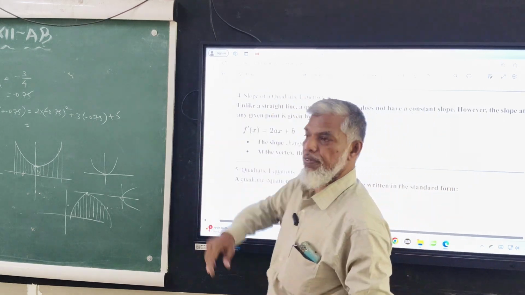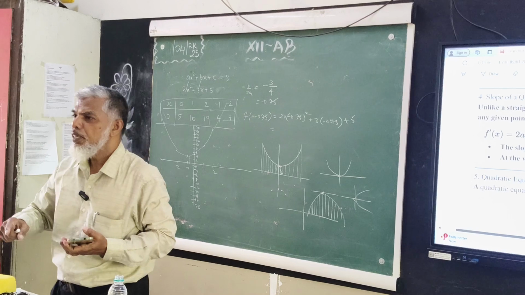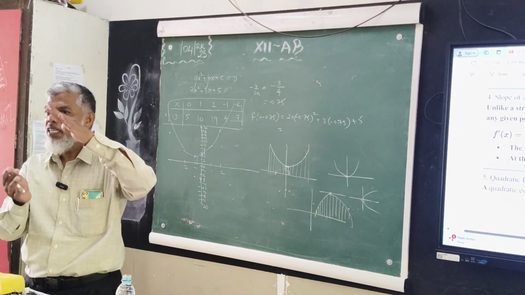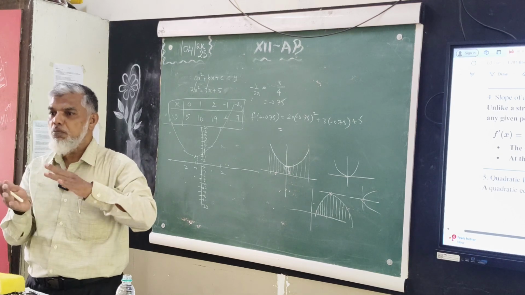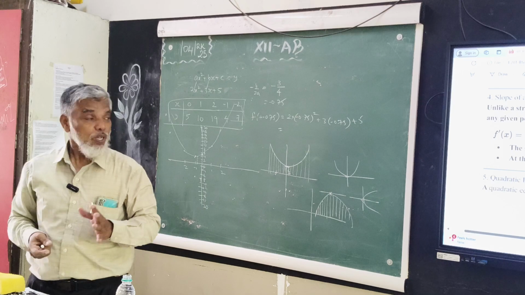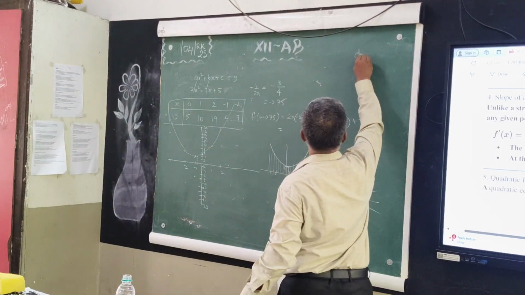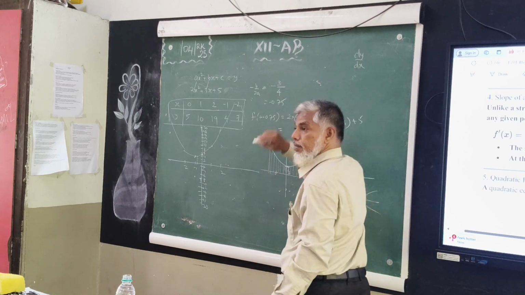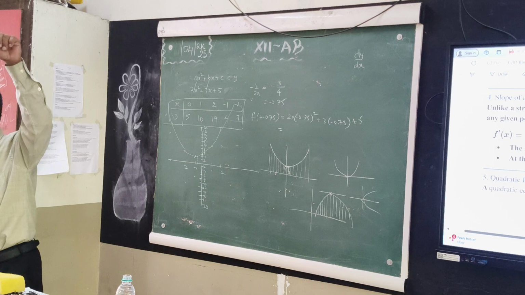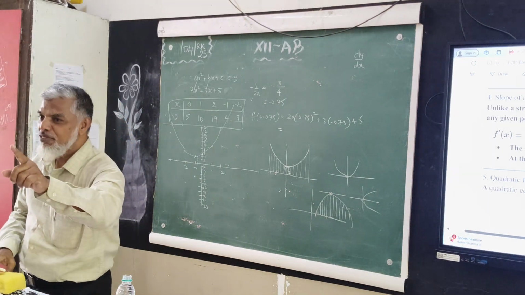Now, slope of a quadratic function. What is slope? Slope means if a line makes an angle theta with the x-axis in the positive direction, then tan theta is the slope. You studied in calculus dy by dx, the derivative. What is dy by dx? It is a slope of what?